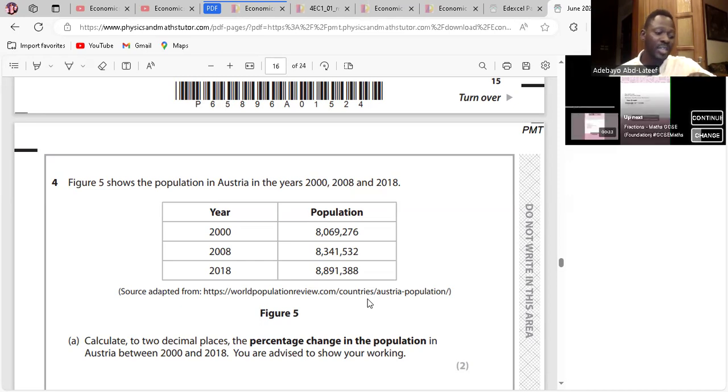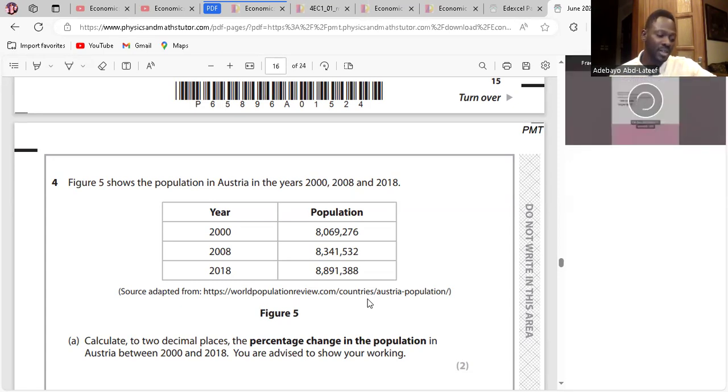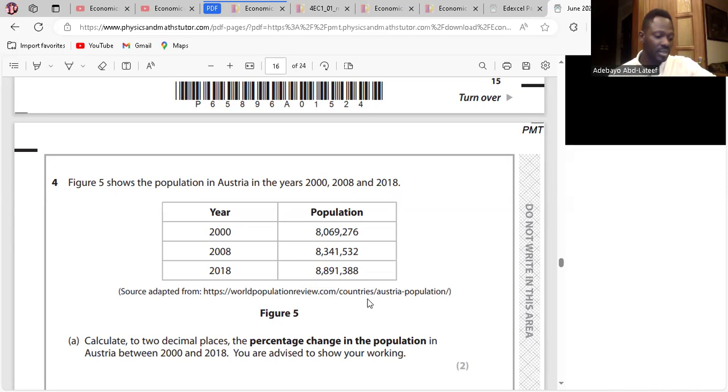So changes will be 2018 value minus 2000 value divided by 2000 value multiplied by 100. So it is 822,112 divided by 8,069,276 multiplied by 100. So 2 decimal places is 10.19%. You get that?